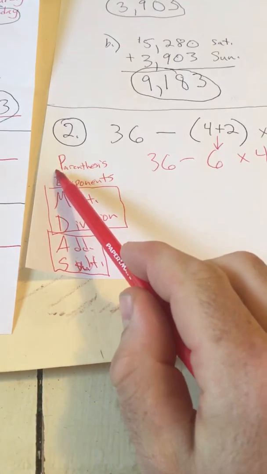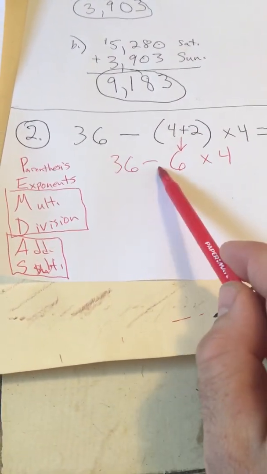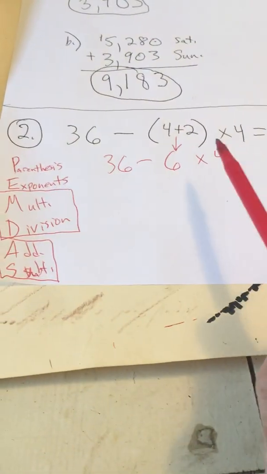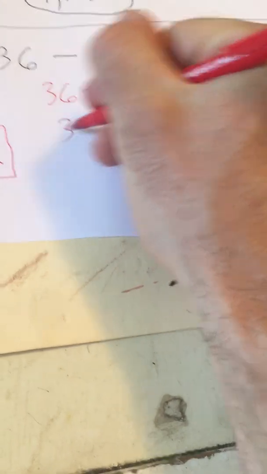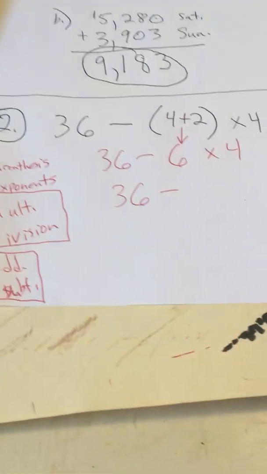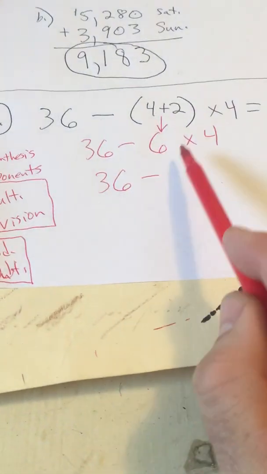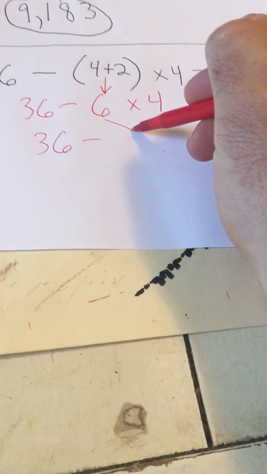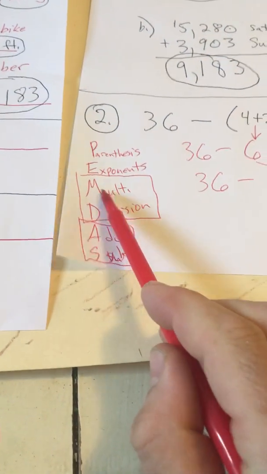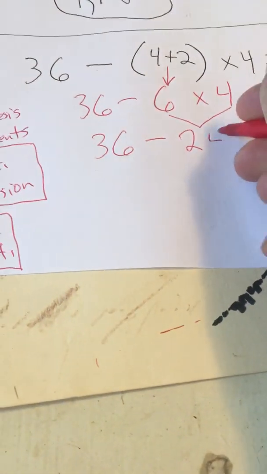Now if we look at the order of operations, PEMDAS, we're not going to do this subtraction, because first we have to do the multiplication or division. So we're not going to do this subtraction yet. If you did 36 minus 6 is 30, times 4, your answer is wrong because you did it in the wrong order of operations. So we're going to do this multiplication next. We're going to leave the 36 and do the multiplication before that subtraction. So 6 times 4 is 24.